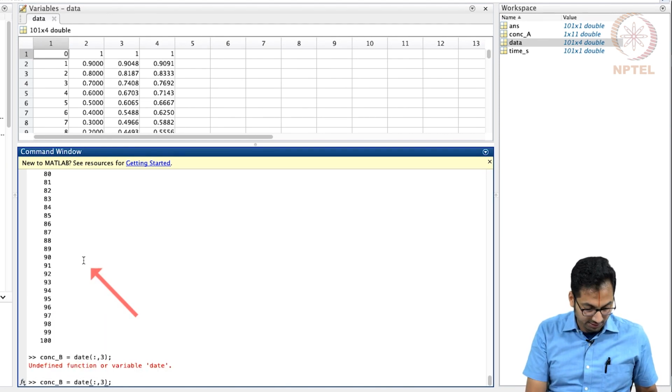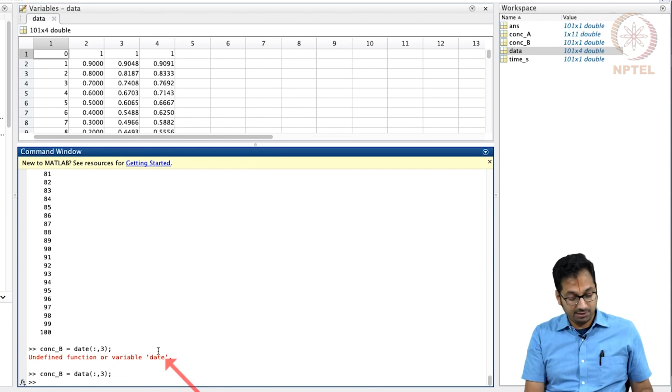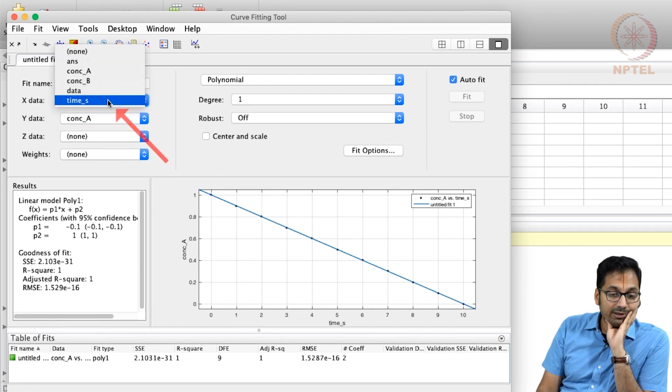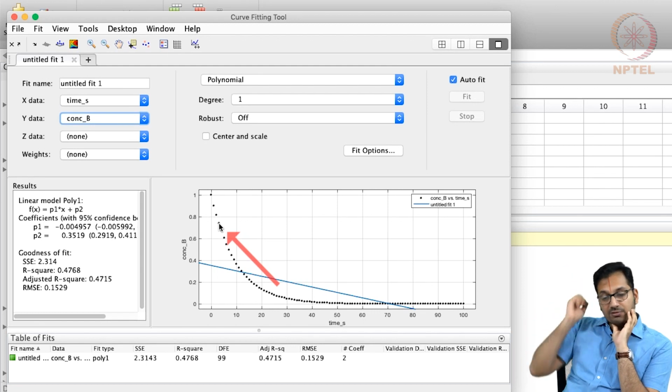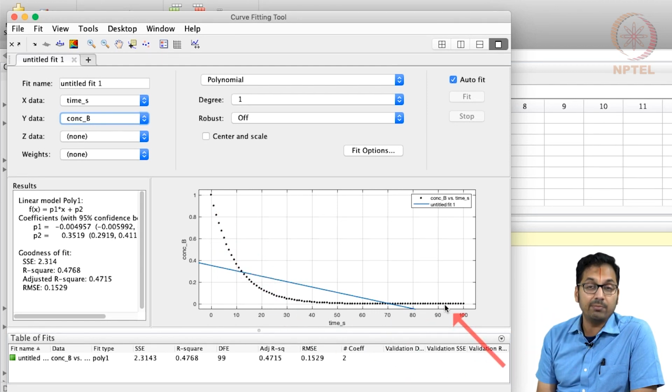So it's actually data, not date. So now what ends up happening is that now concentration of B is saved from the data colon comma 3, it's now saved into the variable concentration underscore B. Let's once again reopen the curve fit tool. So now what we can do is to set it to time axis and then concentration of B. So what you are able to see is the same set of plot that we saw a moment before.